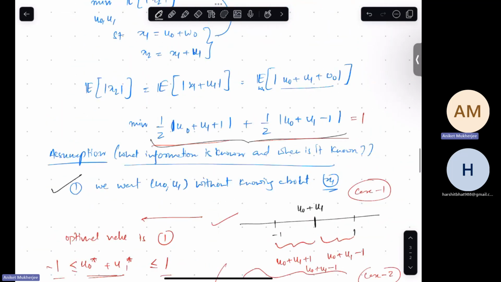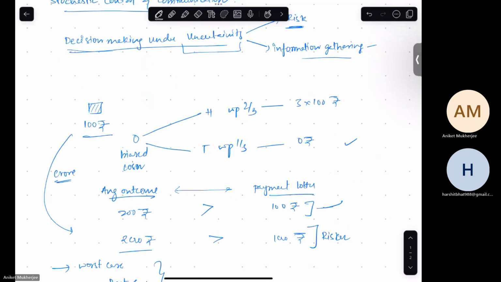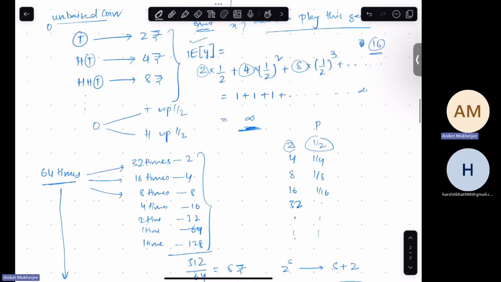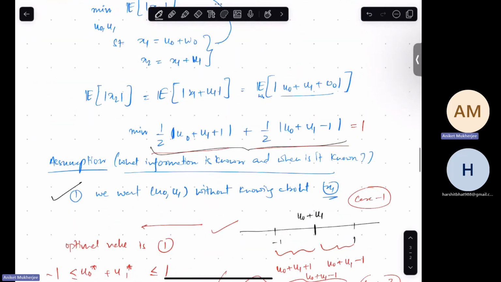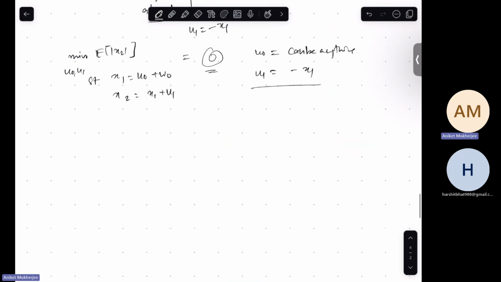So when you're making decisions under uncertainty, information gathering plays an important role. Are you doing sequential information gathering or are you doing everything at once? It plays a major role in what the optimal decision is, and in the optimal solution also.